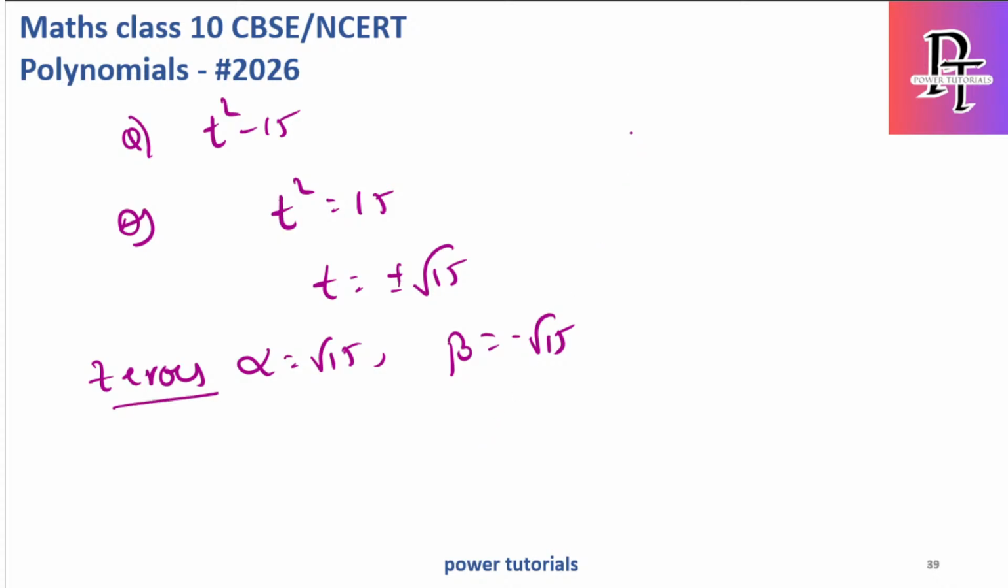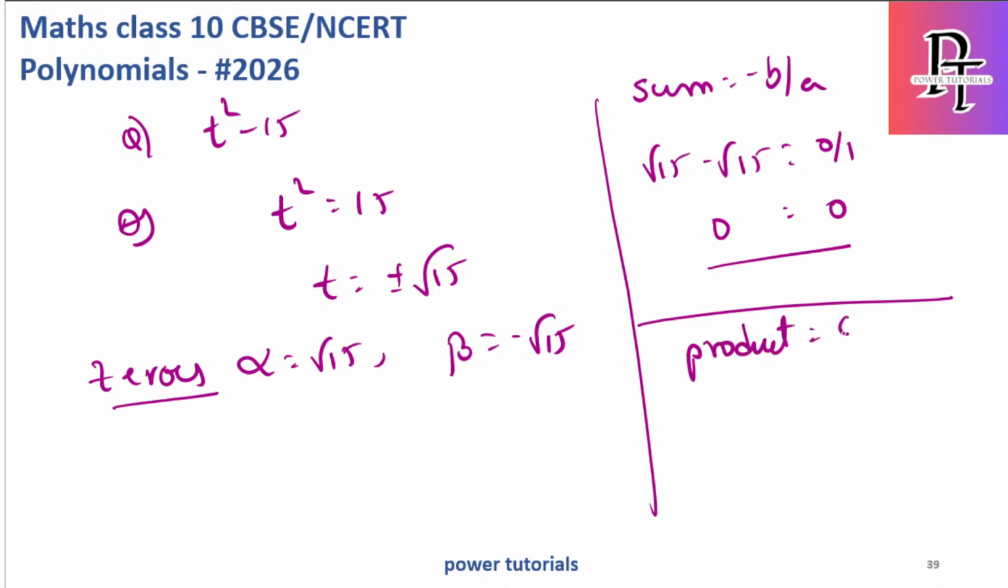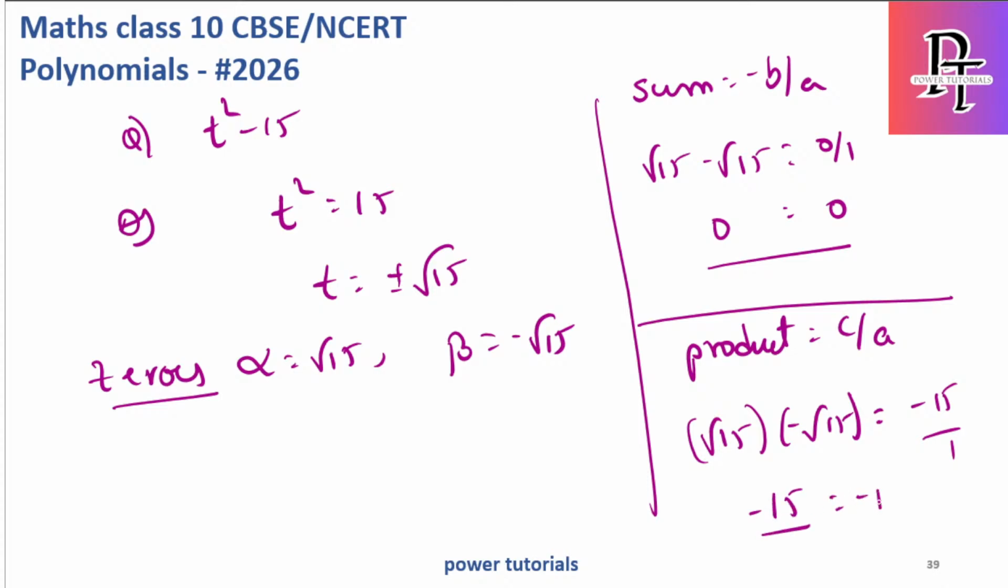What is the verification we have to do? Sum and product. The sum is equal to minus b by a: plus root 15 and minus root 15, the sum is 0. The b value here is nothing, so simply it is 0 by 1, which is 0. The sum is verified. Product: what is the product? The product should be c by a. So root 15 into minus root 15 should be equal to c by a. The c value is minus 15 and the a value is 1. Root 15 into minus root 15 is minus 15, so minus 15 is equal to minus 15. Hence, the product is also verified.